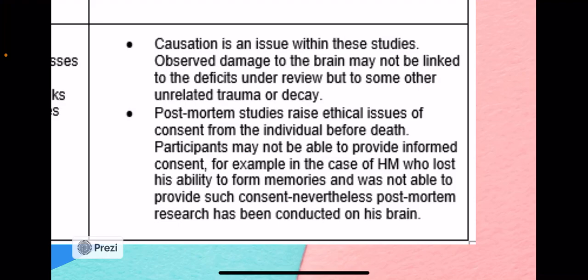Post-mortem studies raise ethical issues of consent from the individual before death. Participants may not be able to provide informed consent, for example, in the case of HM, who lost his ability to form memories and was not able to provide such consent. Nevertheless, post-mortem research has been conducted on his brain. So they actually preserved his brain and sliced it so they could see all of the differences within his brain, and they could have a look at all of the different sections, cross sections within his brain, and they linked that damage to his afflictions.